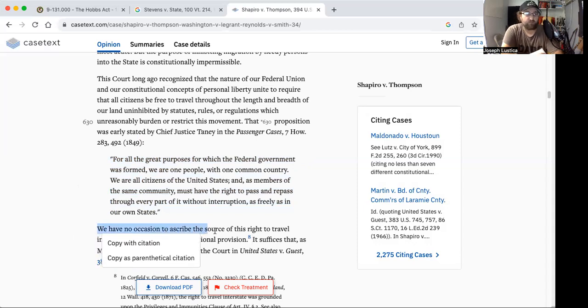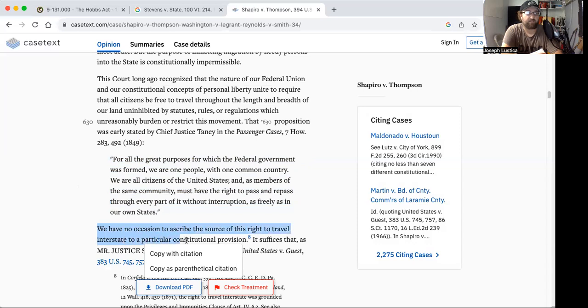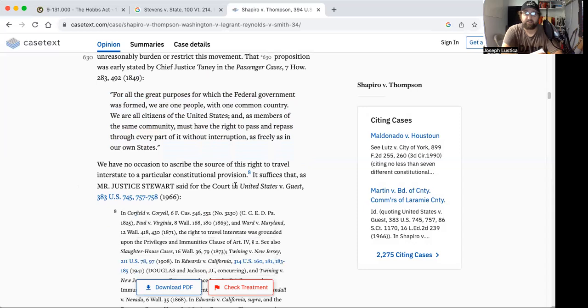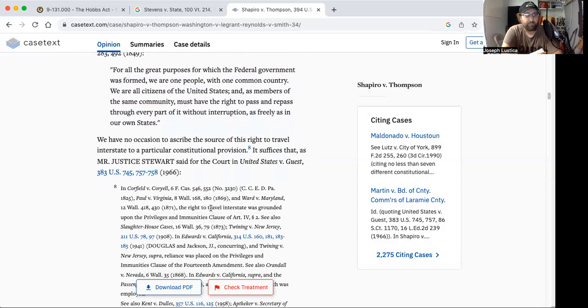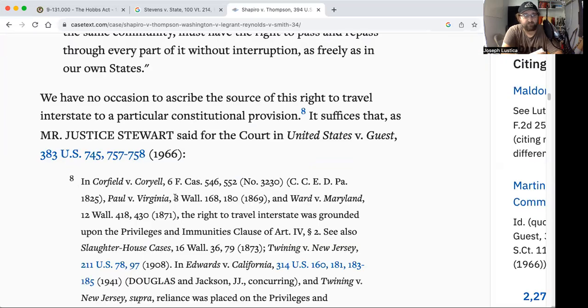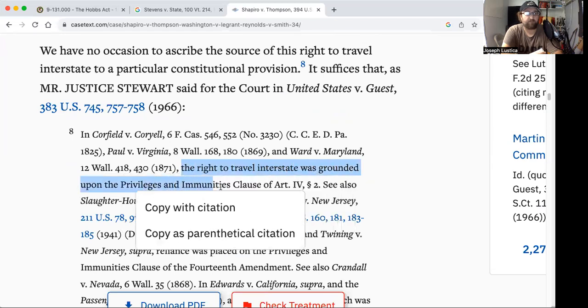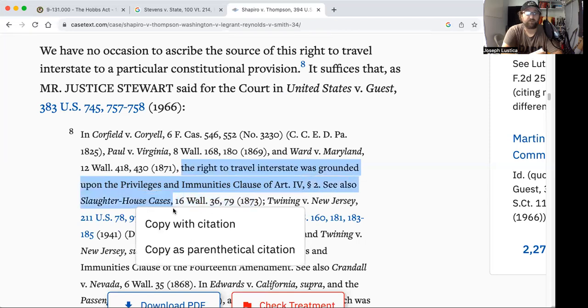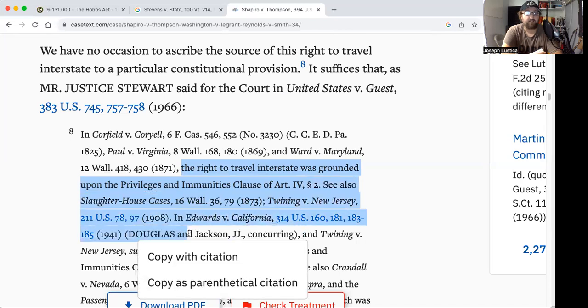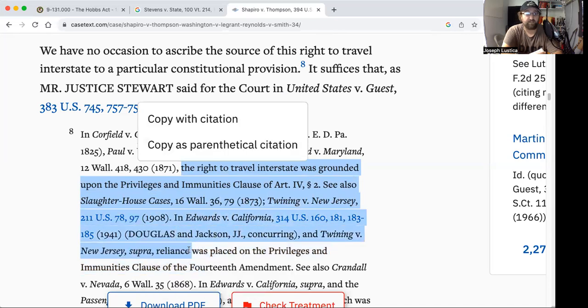We have no occasion to ascribe the source of this right to travel interstate to a particular constitutional provision. But, and I think I talked about this in United States versus Guest, I don't know if I did a video on that one or not, but it does break it down in here. I'll zoom in a little bit. The right to travel interstate was grounded upon the Privileges and Immunities Clause of Article 4, Section 2. Also see Slaughterhouse Cases, Twining versus New Jersey, and all these other court cases.